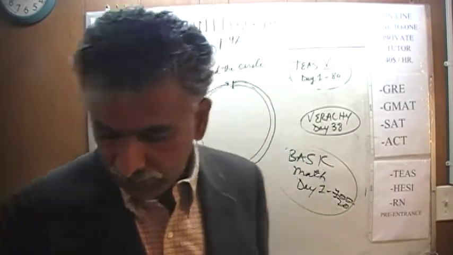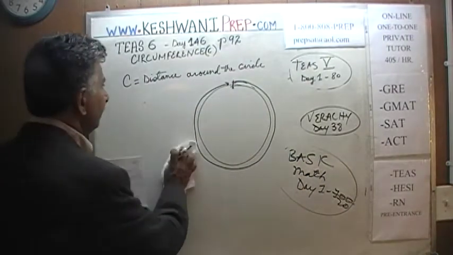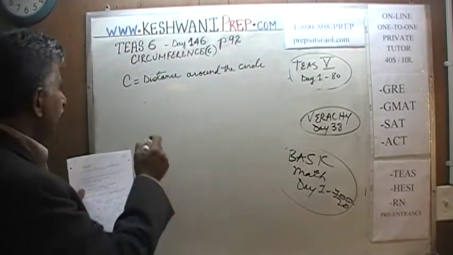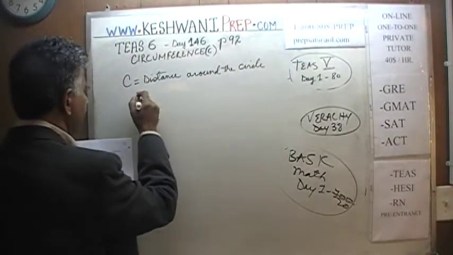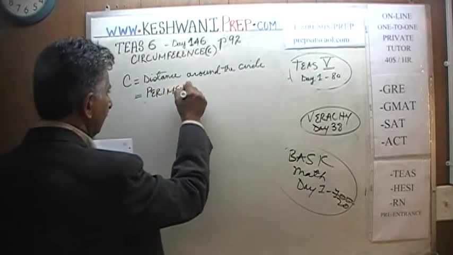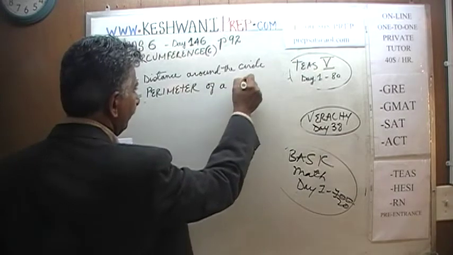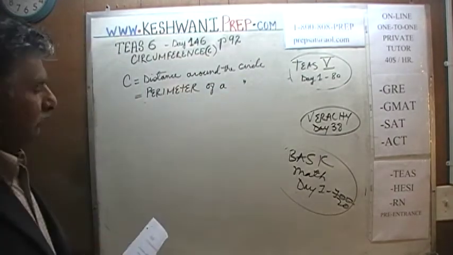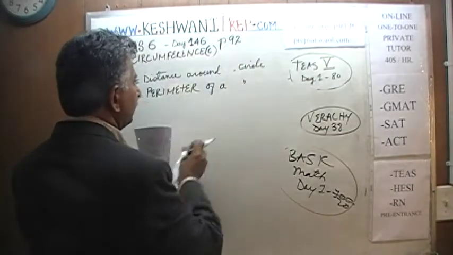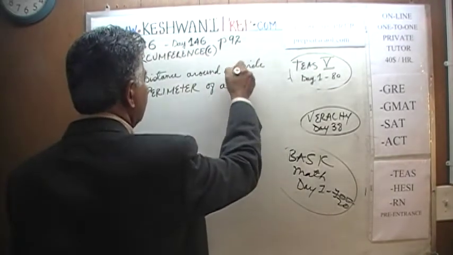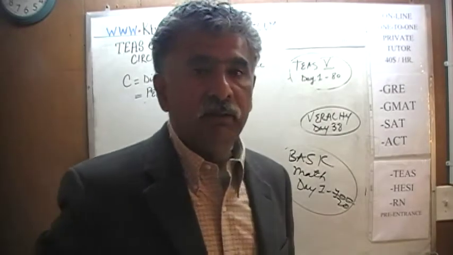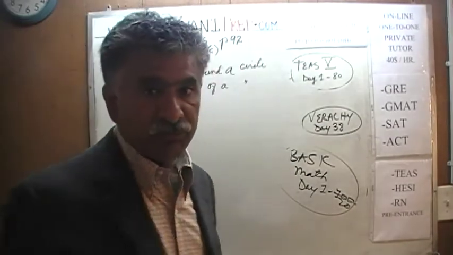And the way we do that, circumference, as we said, is the distance around the circle. Another way we can say is distance around the circle is the same thing as saying perimeter of a circle. We shouldn't say distance around the circle, we're not talking about any particular circle. Distance around a circle. Circumference is the distance around a circle, or if you like, perimeter of a circle. Perimeter is just the distance around something.